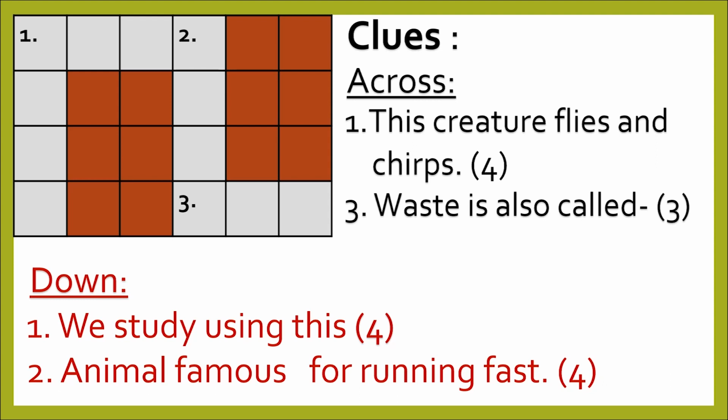Next one, animal famous for running fast. This is down 2. Down 2 segment, you know where it is, and there are 4 letters in it. And which is the animal that runs fast? Think over it. All animals do run fast, everybody knows, but there is one particular animal that is famous for running. So, which is that famous running animal which has 4 letters in it?